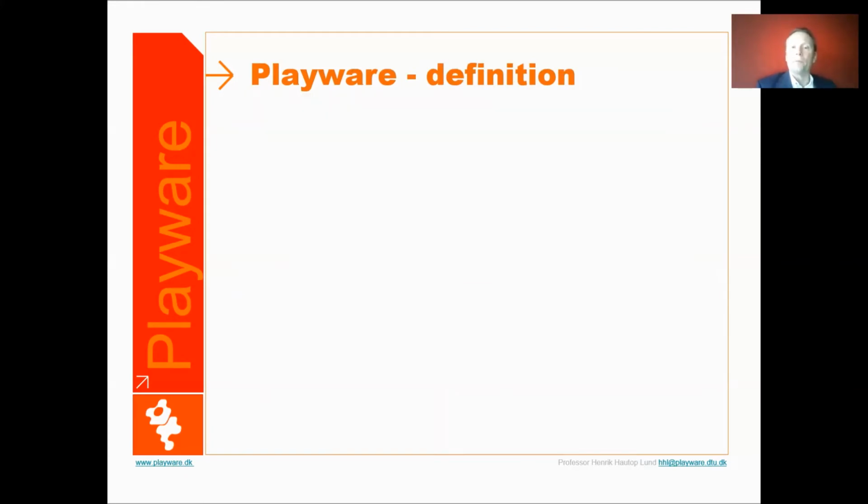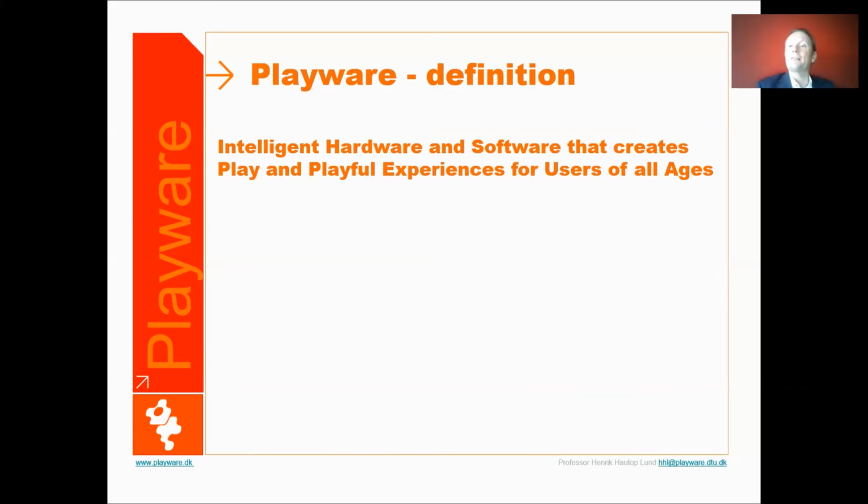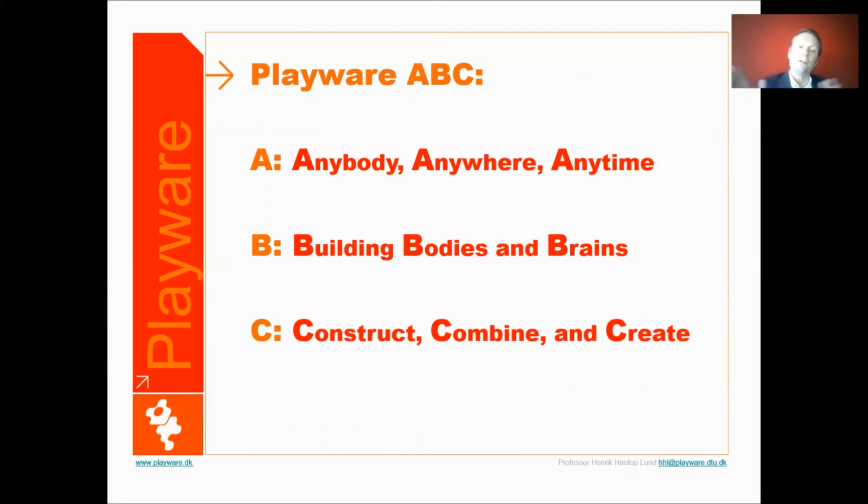Now, Playware we define as intelligent hardware and software that creates play and playful experiences for users of all ages. And often we say that when we create such Playware, we would like it to meet what we term the Playware ABC concept, where we would like to create technology for anybody, anywhere, anytime. And we do that by the B, building bodies and brains. Here you should think of the building bodies and brains as building hardware. The body is the hardware and brains the software.